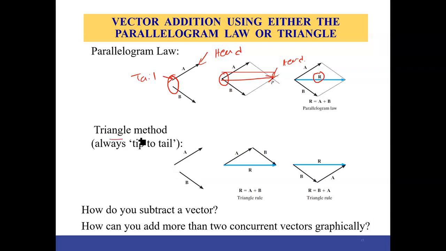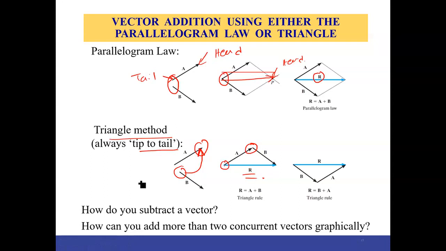There is another method, a triangle method, where tip to tail connection is made. So what we do here is we draw one vector and then we join the tail of the other vector with the head of the first vector. So you can see that connection here, and then whatever is the end point, we connect that end point with the tail of the first vector. So this is the resultant vector, and this is called a triangle method because it looks like a triangle, and this is the parallelogram method.